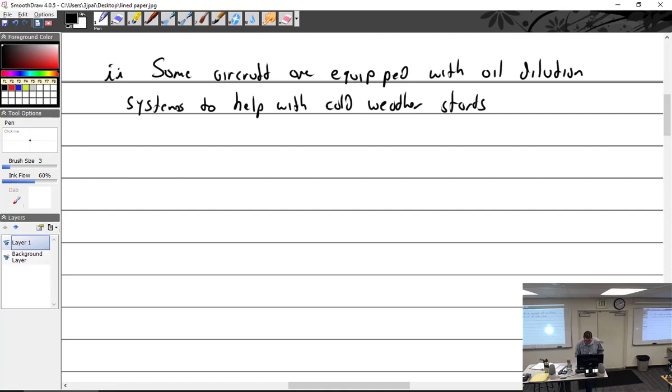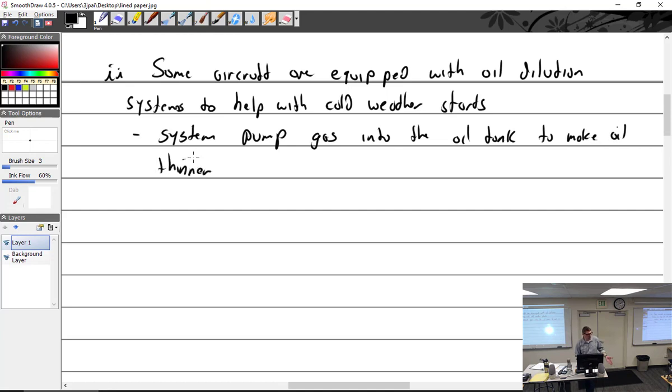Let's see. Oil dilution. The system pumps gasoline, running gas into the oil tank, to make the oil thinner, effectively lowering its viscosity. Fuel evaporates at operating temp.